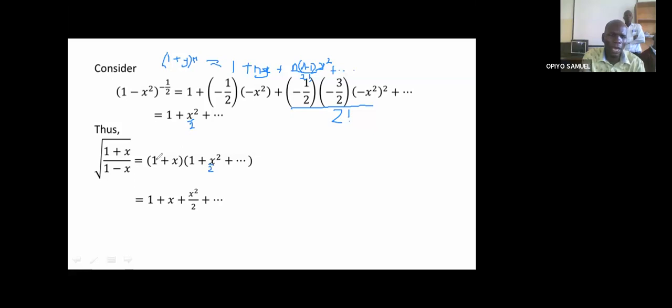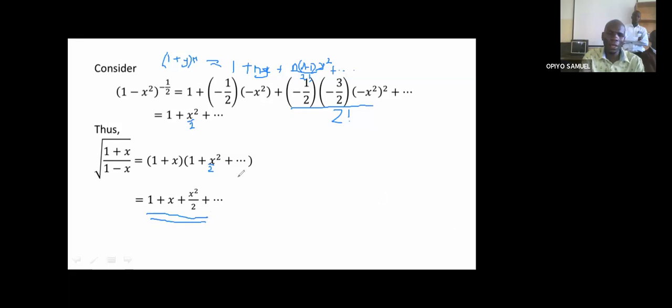And when we multiply, we shall have 1 times 1, which is 1. Then 1 times x, which is x. Then 1 times x squared out of 2, we get x squared out of 2. There is no need now to multiply x by x squared out of 2, because it will give us power of x being 3. And yet we already know that power should be neglected. So our expansion will simply be this. And this is the expansion they want.